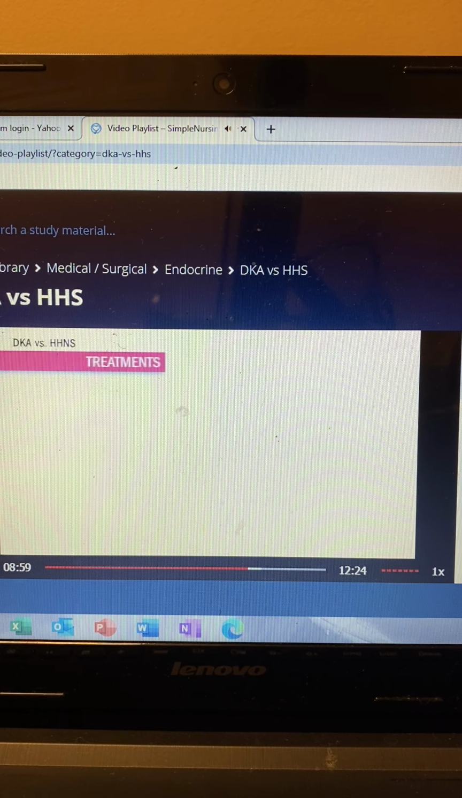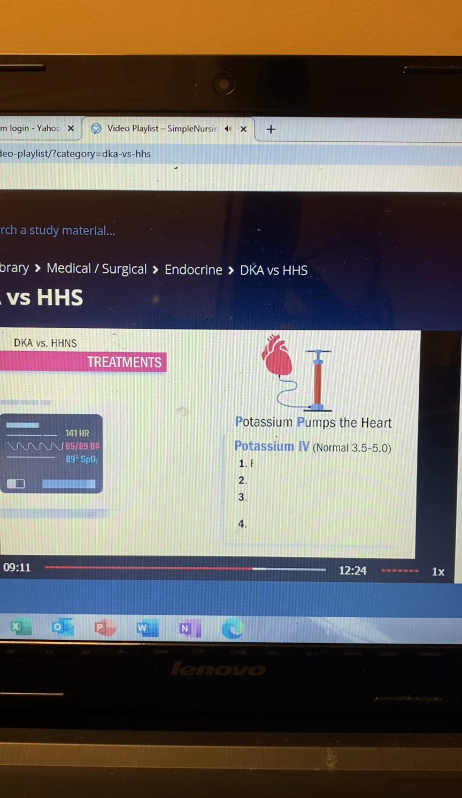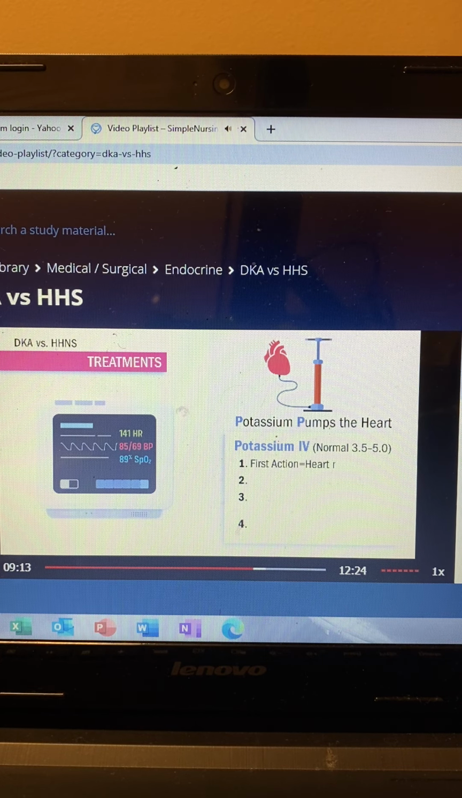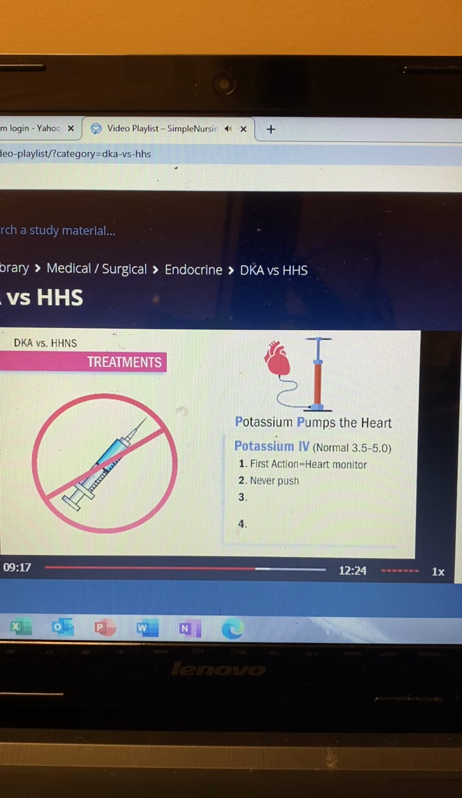Now, a little side note about potassium. Think potassium pumps the heart. So the 4 rules of potassium revolve around protecting the heart with potassium. Number 1, our first action is heart monitor placement. And secondly, guys, we never push potassium. This means sudden death. The heart will cramp up and not pump anymore.